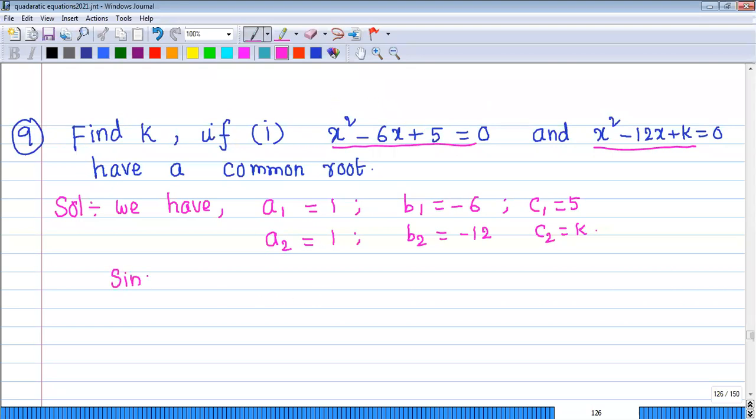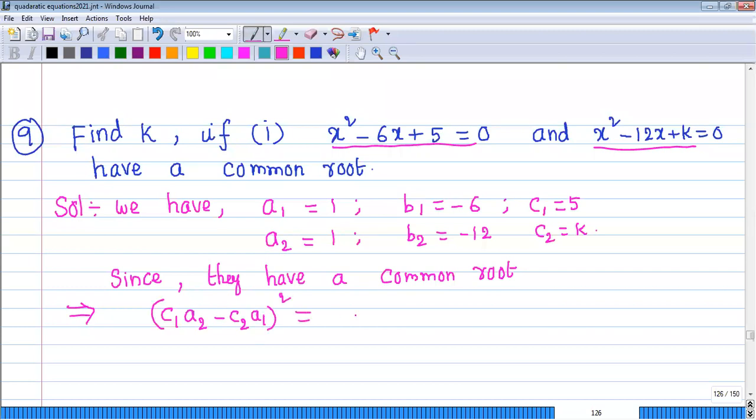Since they have a common root, or they possess a common root, that implies, what is the condition that needs to be satisfied? (c1a2 minus c2a1) whole square equals (a1b2 minus a2b1) multiplied with (b1c2 minus b2c1). So let us substitute the respective values.